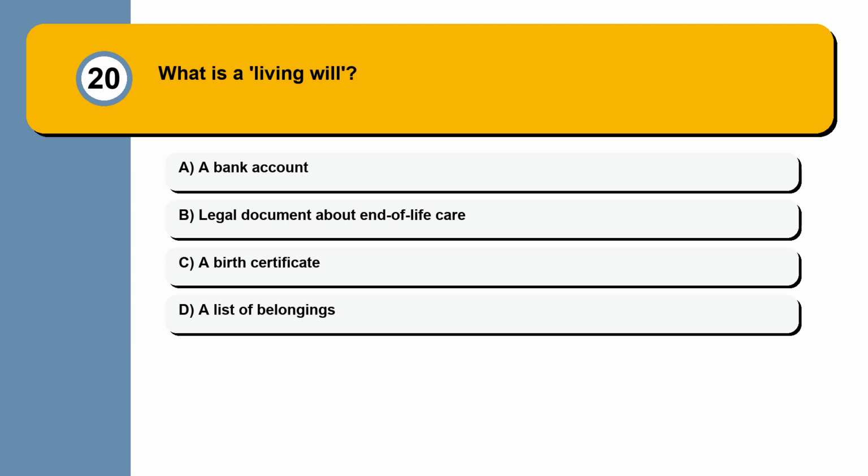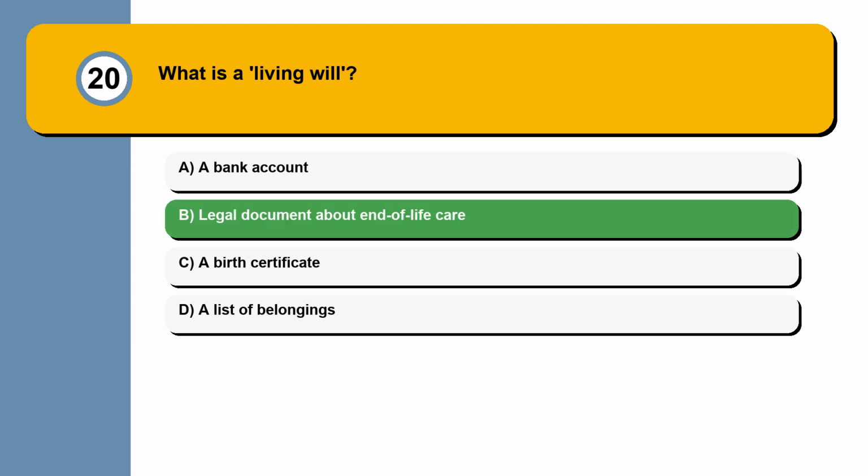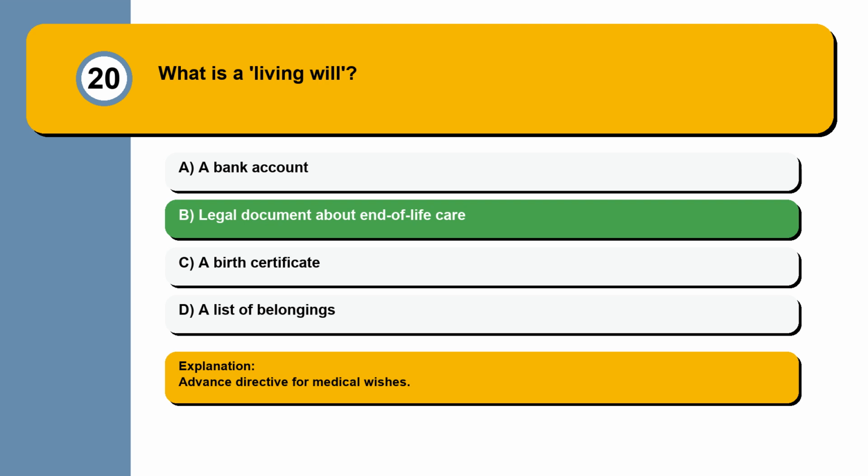Question 20. What is a living will? A bank account. Legal document about end-of-life care. A birth certificate. A list of belongings. Advance directive for medical wishes.